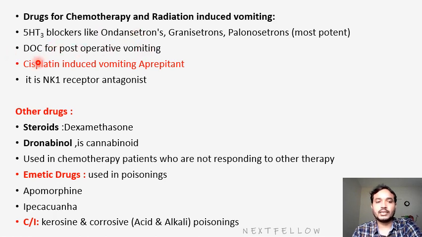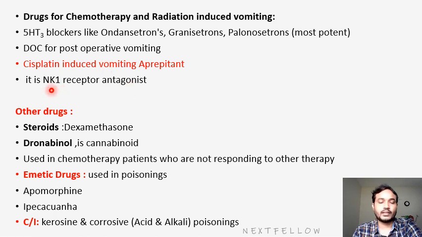Next is cisplatin induced vomiting, that is chemotherapy drug induced vomiting, but these drugs will not be used for cisplatin. For cisplatin induced vomiting, we will use aprepitant. This aprepitant is the most common drug used for cisplatin induced vomiting. This is an MCQ. This aprepitant is a neurokinin 1 receptor antagonist.